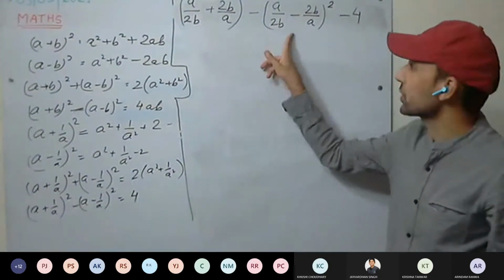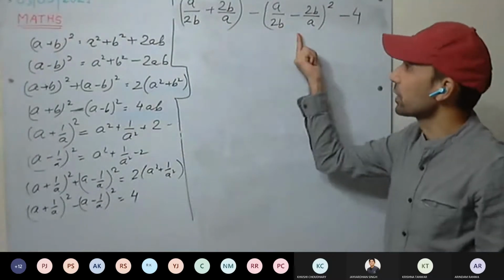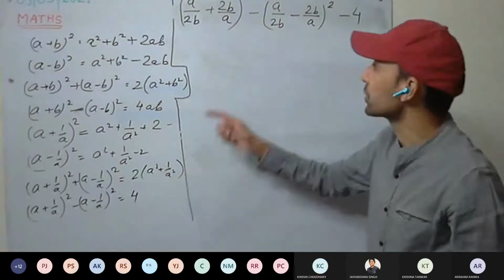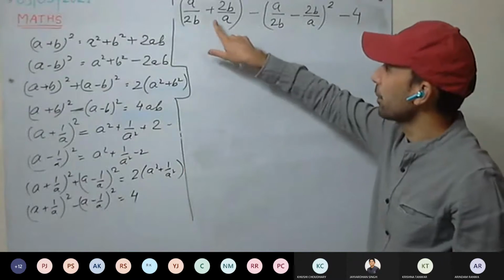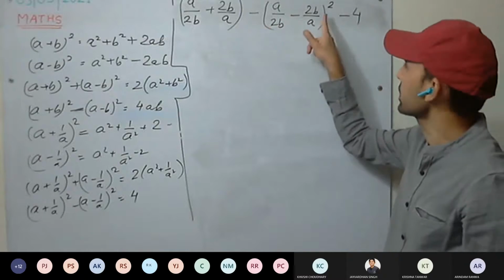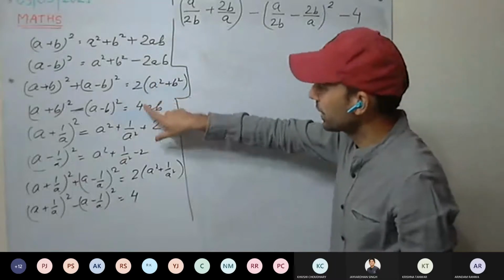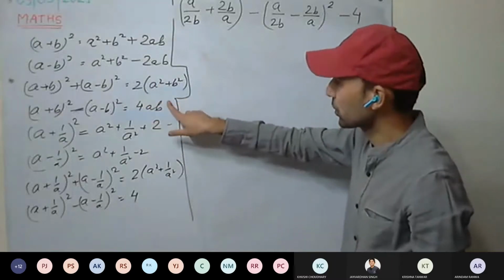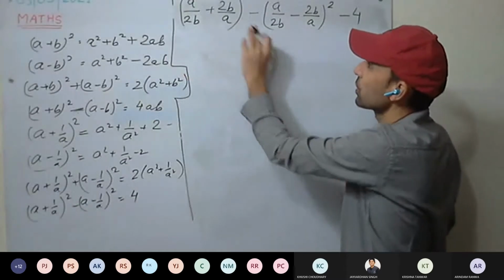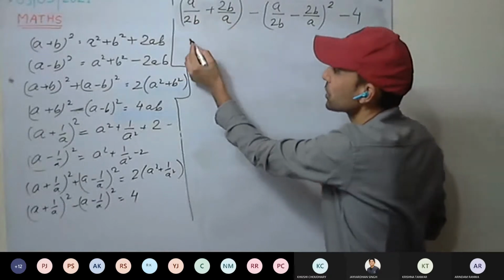So after writing the question or this statement, we must first look over it and try to figure out which identity we can use. So you can see it is x plus 1 upon x, the whole square, minus x minus 1 upon x, the whole square. Okay. So either we can directly use this one, but we should not, we will go with these identities. Okay. Now expand this one, it will be how much?